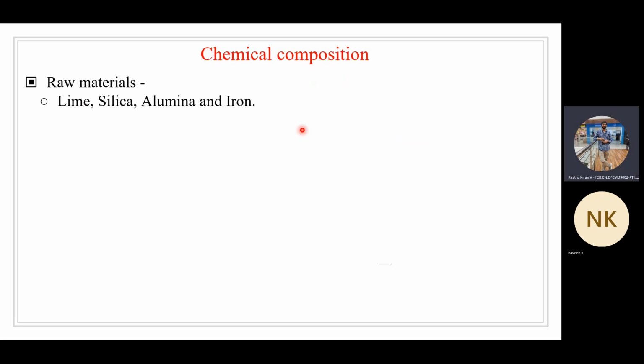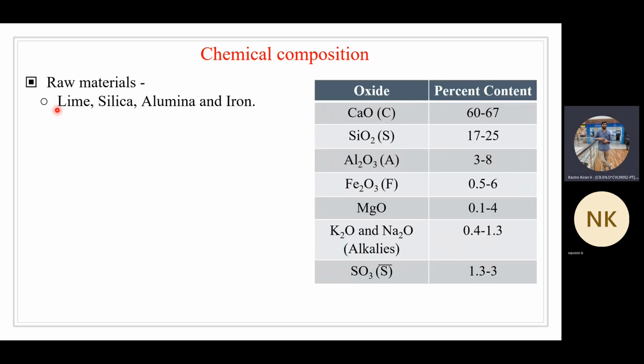Now, when these four major raw materials come in contact with oxygen, they form into oxide groups.